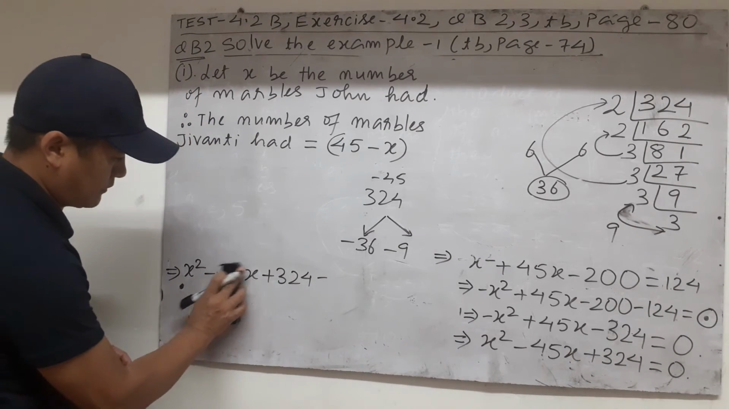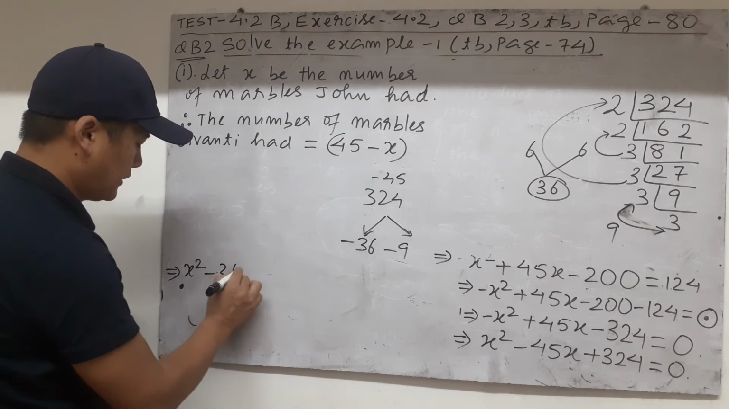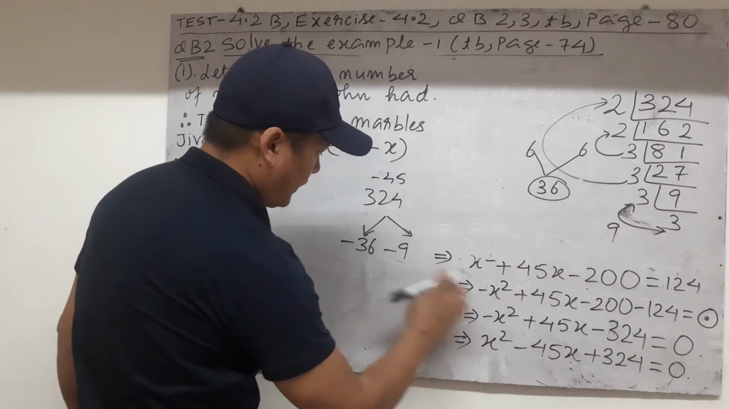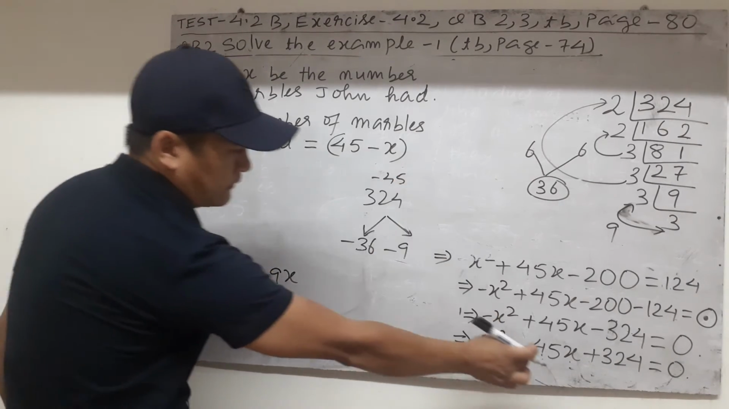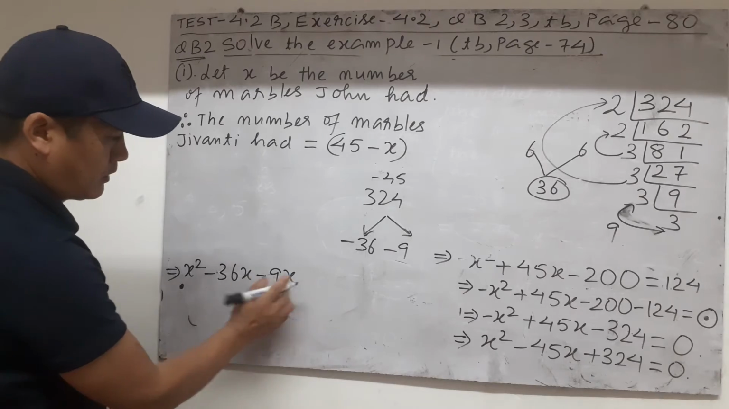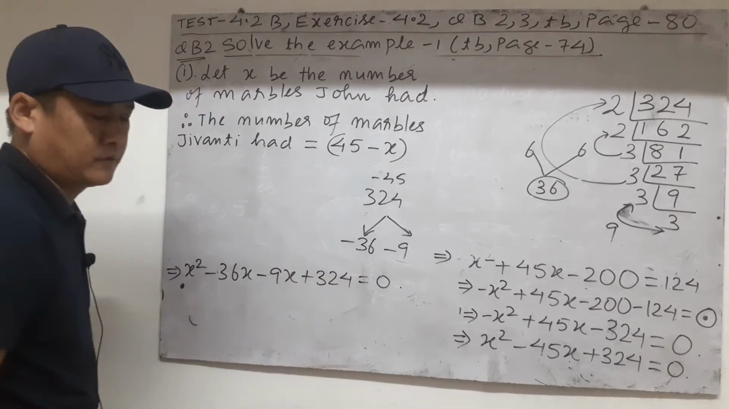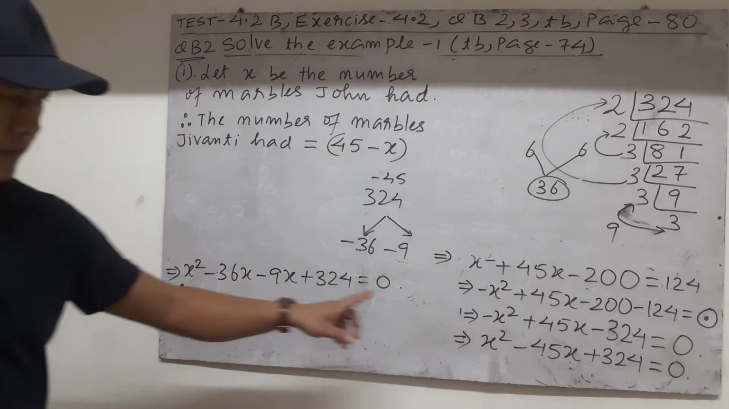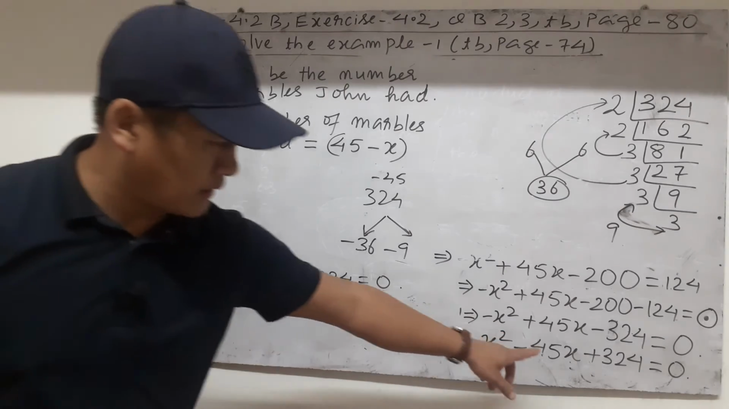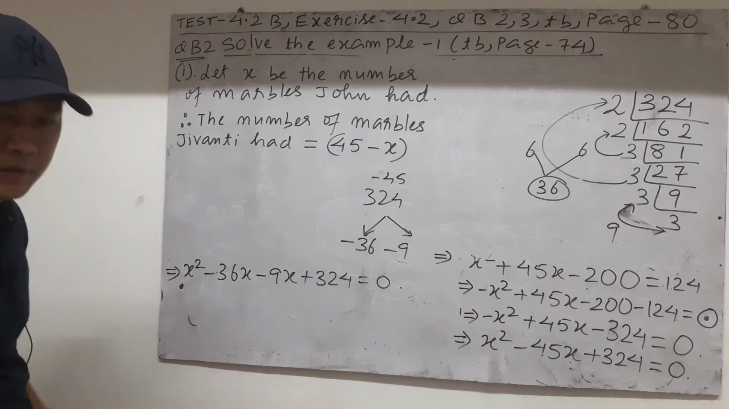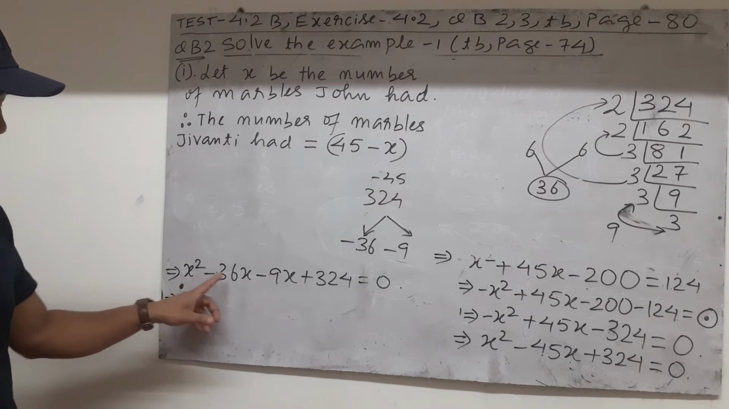So this here, minus 45, is now going to be replaced by minus 36x, and then here minus 9x combined is minus 45. This one is replaced by these two. Then plus 324 is equal to 0. So this step of changing the 3 terms into 4 terms by splitting the middle term is called splitting the middle term.